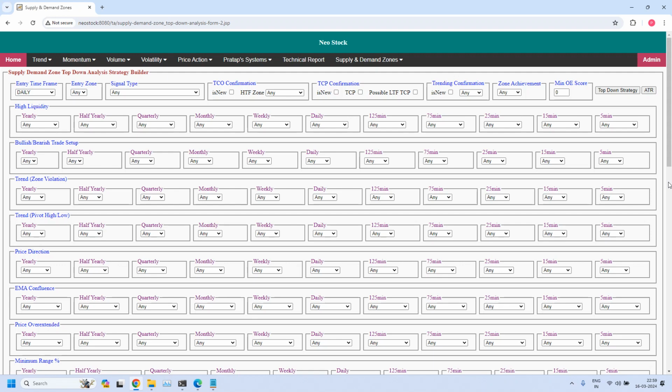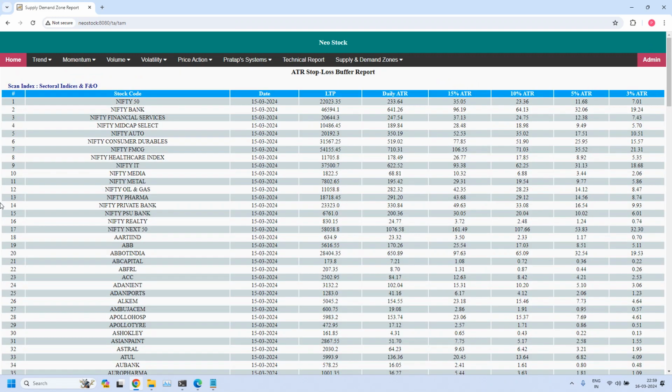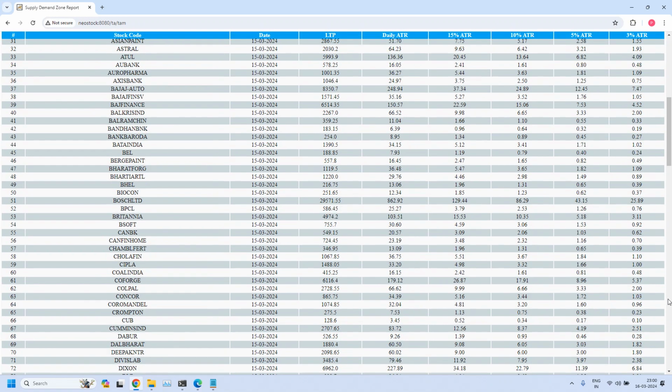I will generate stop buffers. So this is the complete list. The first 17 in this list are indices. The remaining are all equity stocks listed in the F&O segment. I will keep on scrolling this list down. In between, I will be giving you only a few seconds. If you want to study any stock, please pause the video. You can study all the parameters. After that, you can proceed further. So I'm scrolling down.